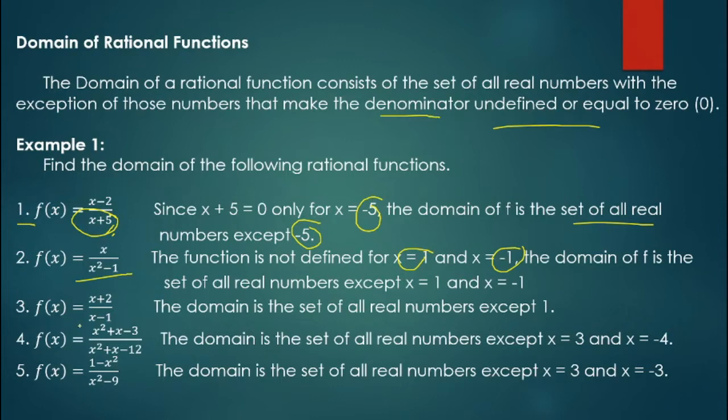Next, for the number 3, x minus 1. So, ang bawal lang sa kanya is 1. So the domain is the set of all real numbers except positive 1. Next, for 4, ang bawal sa kanya is positive 3 and negative 4. Next, for the number 5, so bawal dito ang positive 3 and negative 3.